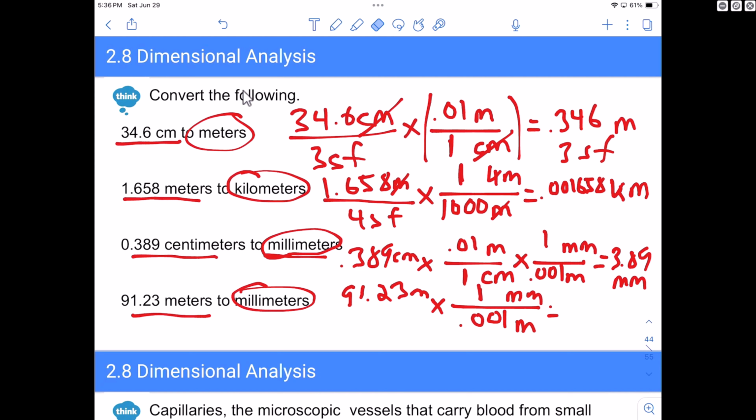You end up with 91,230 millimeters. Again, retaining the same number of significant figures I did when I started my problem.